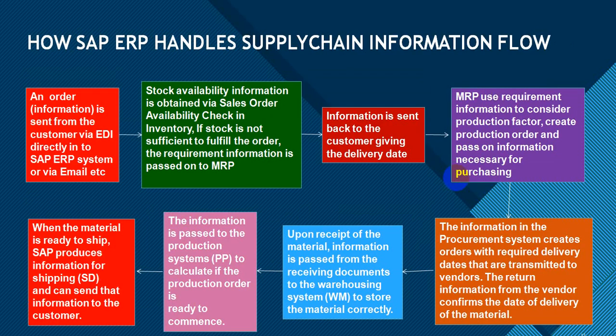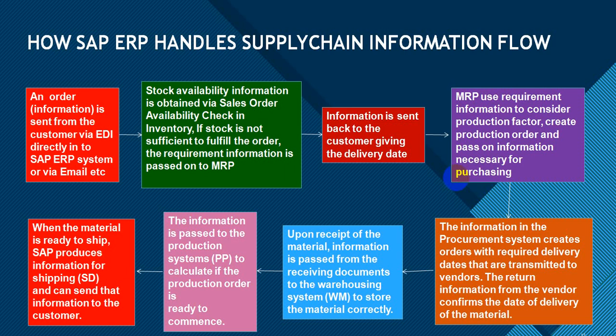Alright, so let's look at the next one, which is how SAP ERP handles supply chain information flow. Okay, so an order, that's information. The order has information in it. All right, it is sent from the customer via EDI. EDI means electronic data interchange, directly into the SAP ERP system or via email, etc., and other means. All right, so the catch there is that information from the customer is transmitted to the organization. All right, so from there the organization takes it up. Automatically the system does a stock availability check. All right, and the information is obtained via the sales order availability check in inventory. If stock is not sufficient to fulfill the order, the requirement information is passed on to MRP.